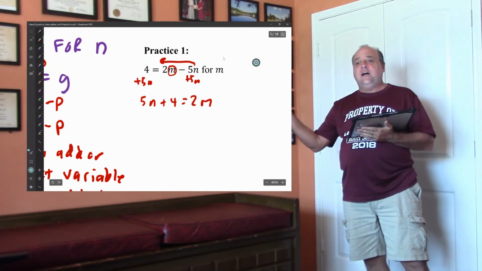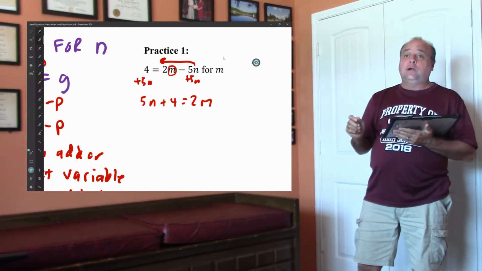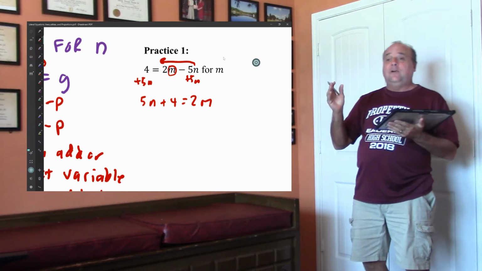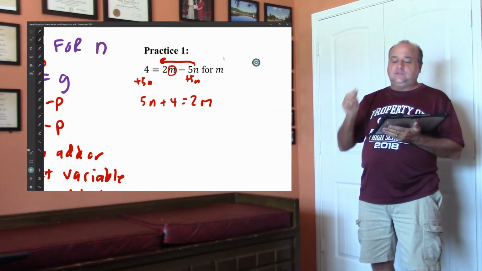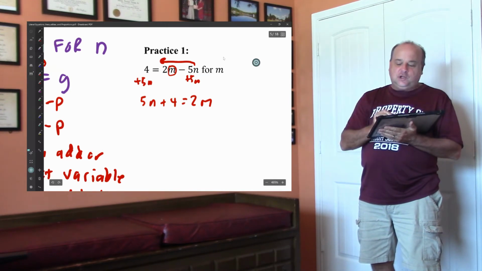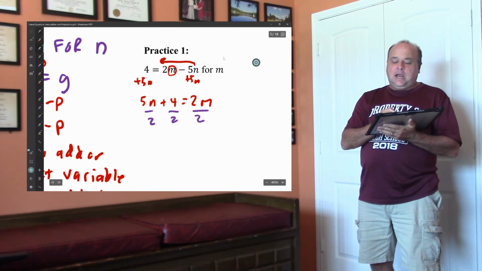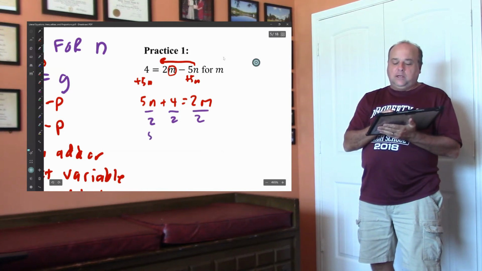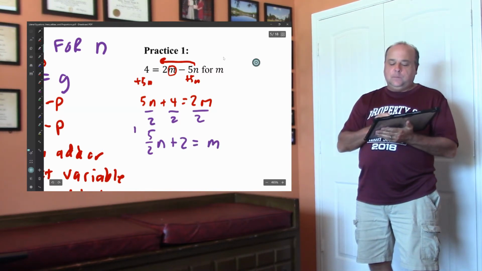Notice that the negative 5n turned into a positive when we moved it across, didn't it? That will happen every single time. The sign switches when you add or subtract across the fraction, or across the equal sign. Now then we're going to divide by 2, aren't we? And we're going to divide by 2 3 times. And 5 over 2 won't simplify, will it? So 5 over 2 n plus 4 over 2 equals m. This would be the answer.